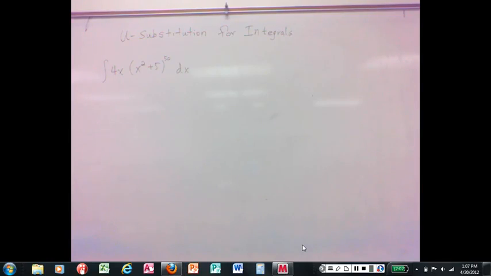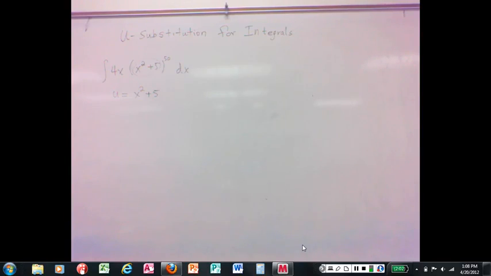What's holding us back here is this. If it was just x to the 50th, I could multiply those together. But it's because this inside part is x squared plus 5. That's the part that's holding us back. So what I'm going to do is label that in terms of a new variable, and that's going to be u. U is going to be equal to x squared plus 5. Okay? With me so far?